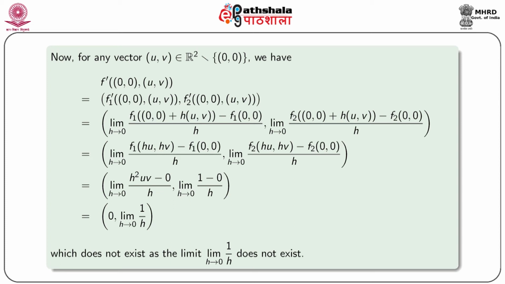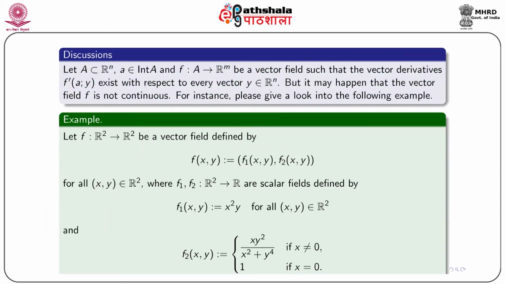One remark. Let A be a subset of Rn, a is an interior point of the set A, and f is a vector field defined on the set A whose codomain is Rm. We assume that the vector derivatives f'(a; y) exist with respect to every vector in Rn. But it may so happen that the vector field f is not continuous. We cite an example here.